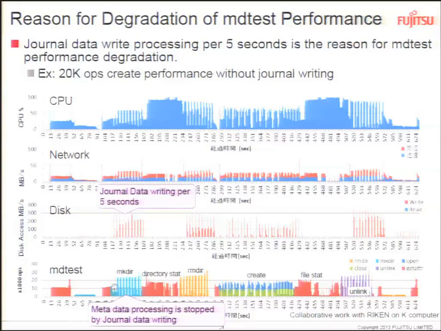From the result, this is rmdir and mkdir, and disk statistics. For mkdir and rmdir, the metadata processing is stopped by journal data writing. However, disk statistics are constantly good. Create is also stopped at the journal because disk write is here. So the problem is journal writing for such a big scale system.